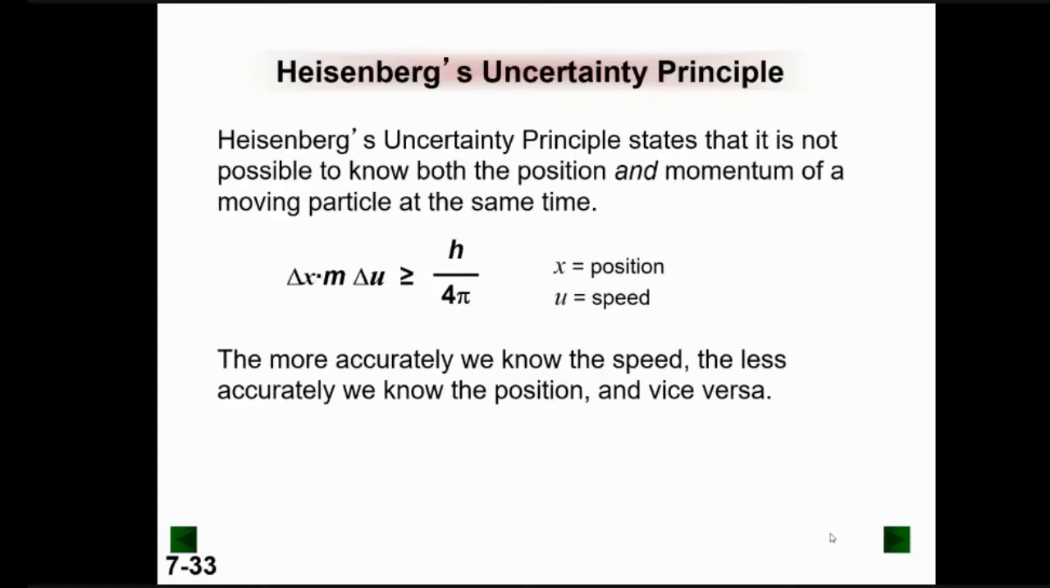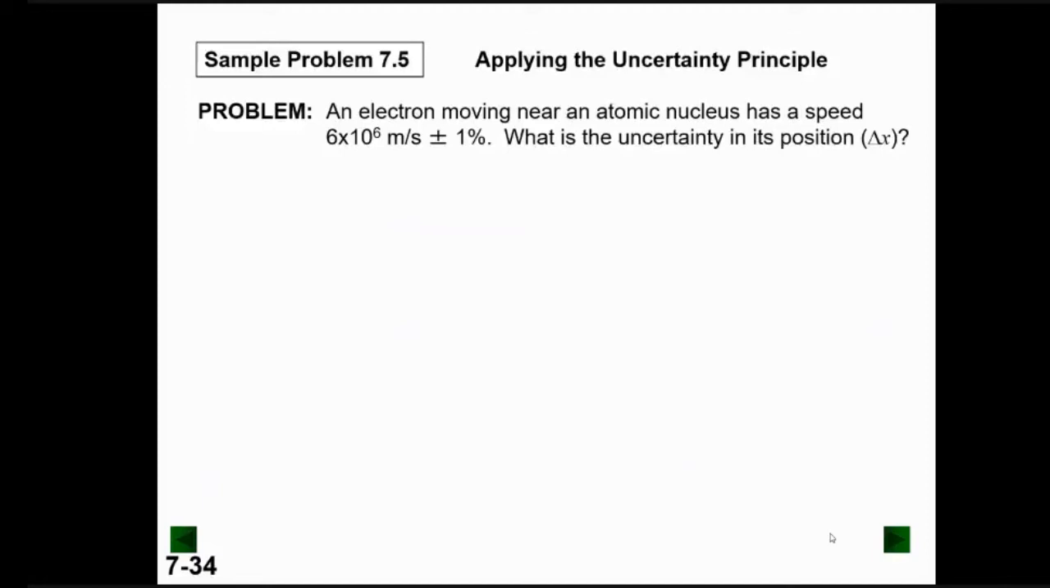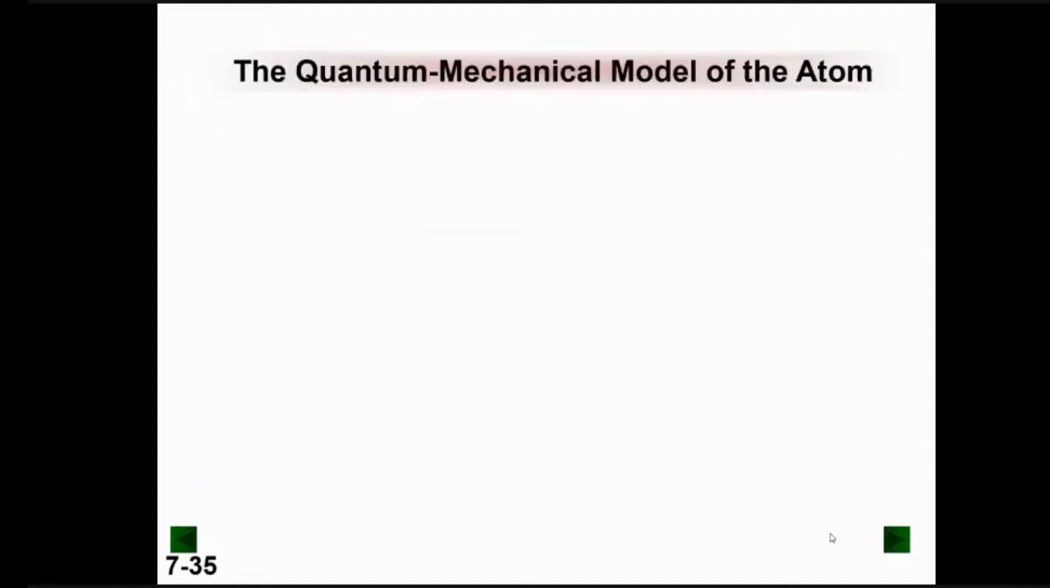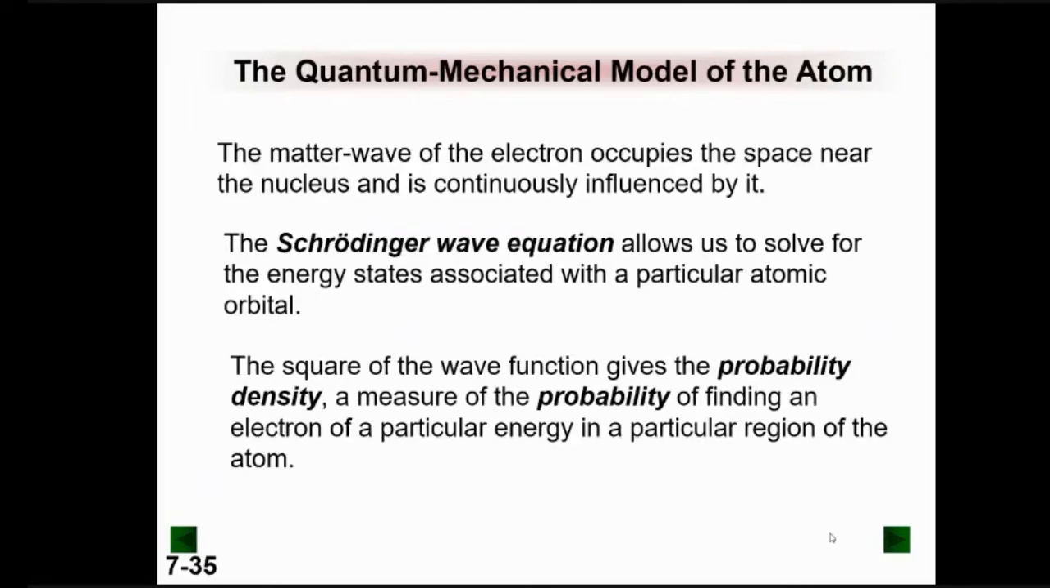X is the displacement, m is the mass, and delta u is the speed, right? Momentum. Again, more stuff we don't really need to know, but we switched our model of the atom to the quantum mechanical model, because it's not Bohr's specific orbits anymore. We're worried about probability. Where are we most likely to find an electron?